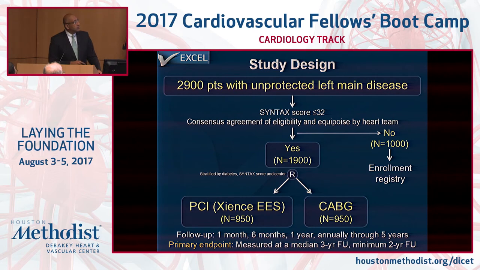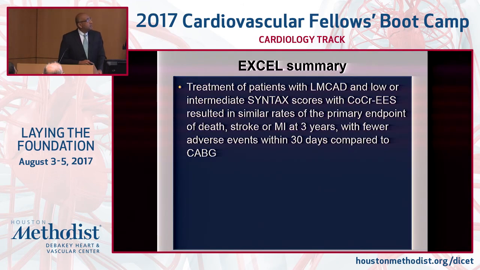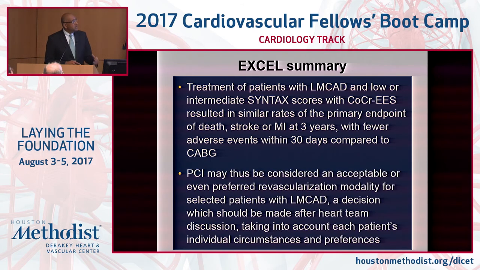The EXCEL trial took about 2,000 patients. 1,000 patients went for PCI of left main, and the other half went for bypass surgery. Again, those are patients who had a lower SYNTAX score, so not the worst of the anatomy, but low to intermediate anatomy. And the primary endpoint, which was death, stroke, and MI at 3 years, had statistically no significant difference at 3 years. In EXCEL summary, treatment of patients with left main coronary artery disease and low to intermediate SYNTAX scores with the Xience stents have similar rates of the primary endpoint. Plus, there are also fewer adverse events within the first 30 days compared to bypass surgery, such as infections and arrhythmias and so on and so forth. So PCI for left main is becoming more popular. It can be considered in certain patients, but always after discussion with your surgeons.